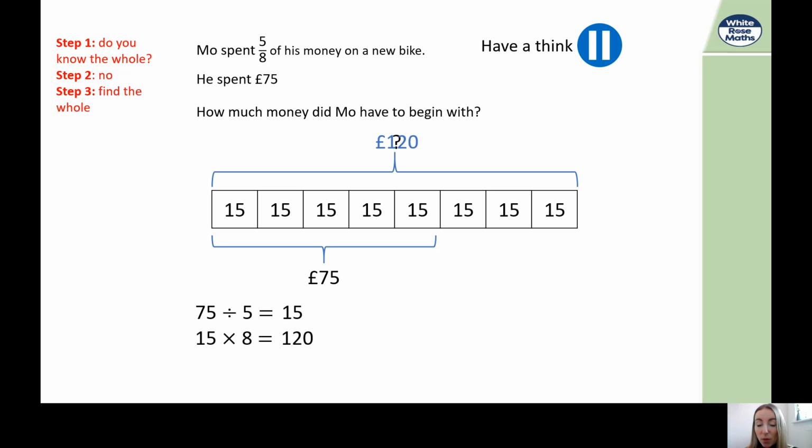Now remember, you split your bar into equal parts. So that means all of those parts are each worth 15. So to work out how much Mo had to begin with, I could either add up all of those parts, or to make it easier, I could simply do 15 multiplied by my denominator, so how many parts there are in total. So 15 times 8 is 120. Remember, don't forget your units. We're looking at pounds. It's not 120 bananas, it's 120 pounds.